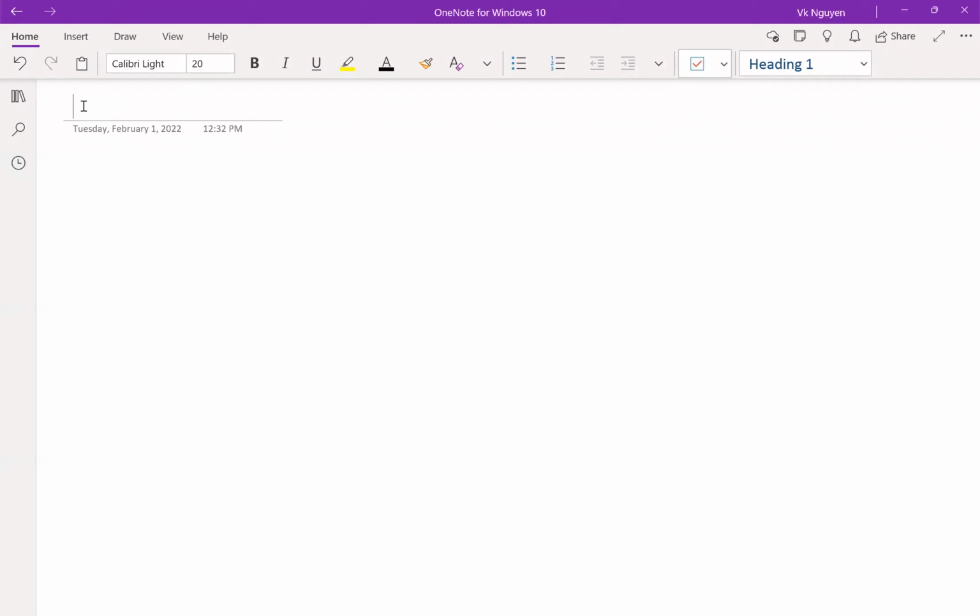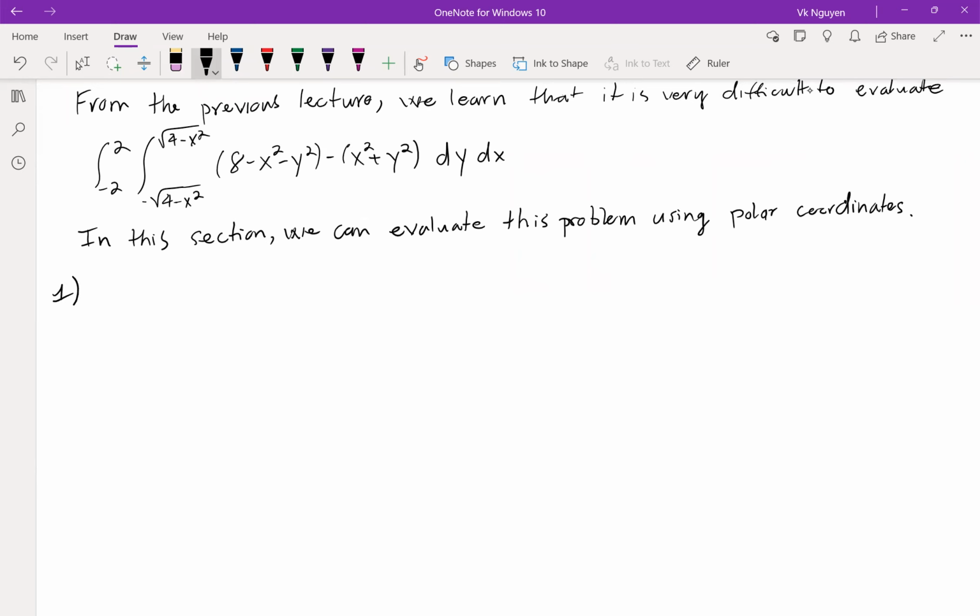Let's go to section 15.3, and it's going to be a double integral in polar coordinates. Number one, polar coordinates.